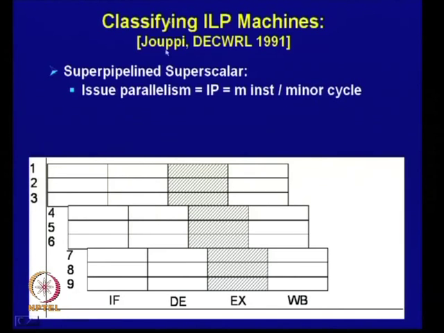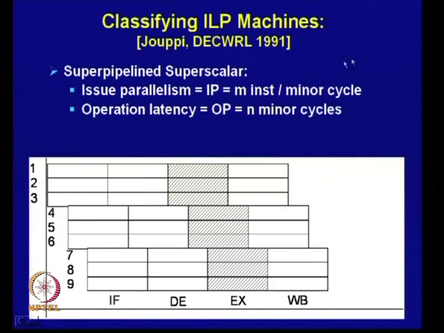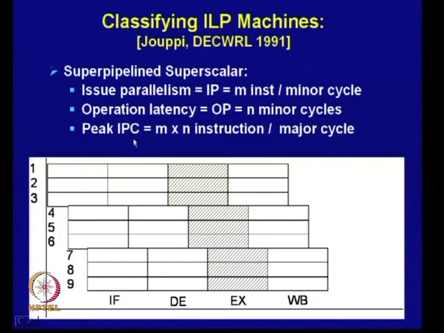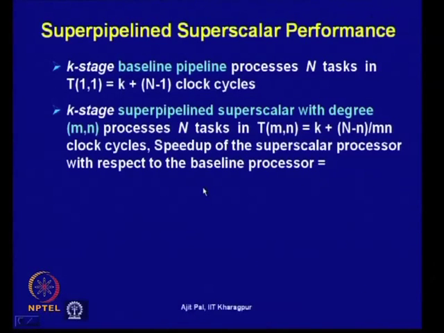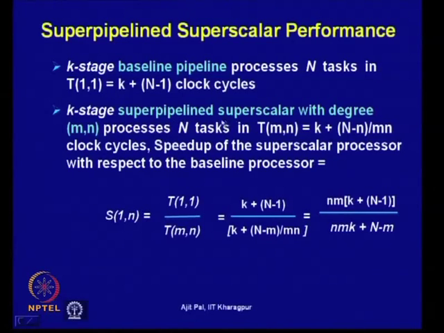So, according to the classification by Jouppi, again IP is equal to m instructions per minus cycle, OP is equal to n minus cycles, and IPC is equal to m into n instructions per major cycle. So, this is the performance of super pipeline superscalar with degree n. Here T(m,n), the time required to execute n instructions, will be equal to k plus (n minus m) by mn. So, you see you are dividing it by a factor: the first m instructions will take k cycles, and after that the remaining n minus m instructions will require (n minus m) by mn cycles.